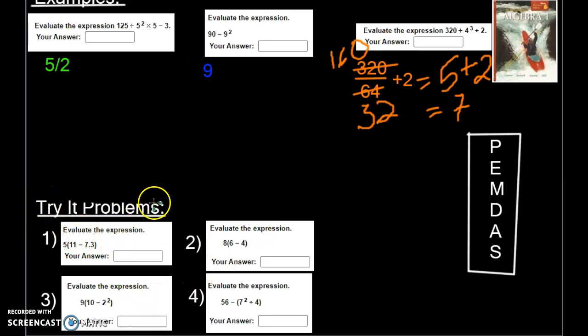Do the trial problems. They're pretty straightforward, just multiplications. You do have to be careful over here though, because it's a square plus 4, so you don't distribute the negative sign over here. You've got to do this parentheses first. And I'll see you next time.